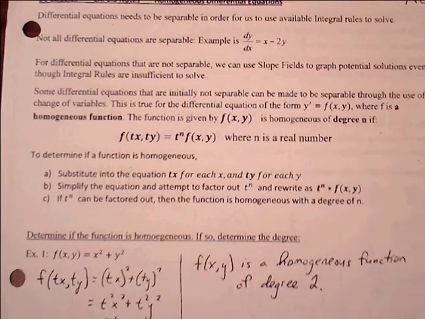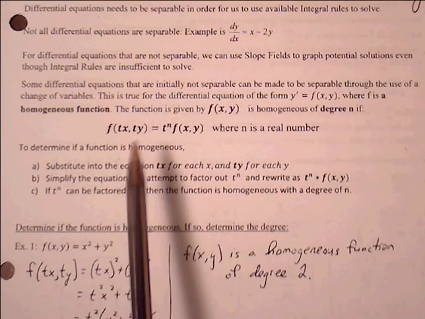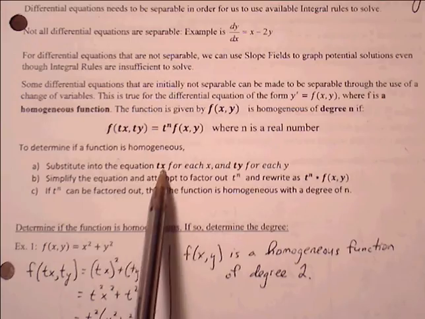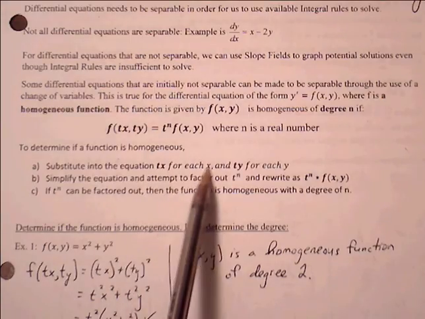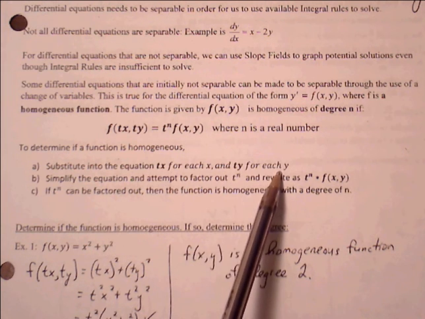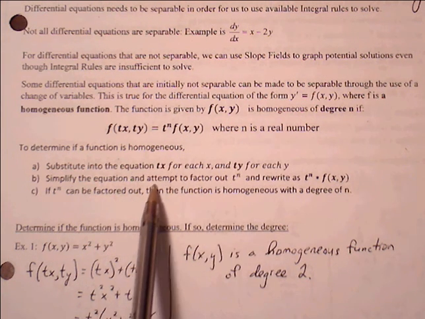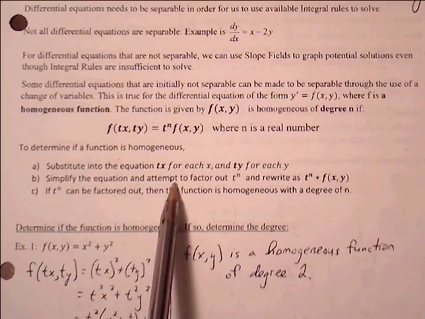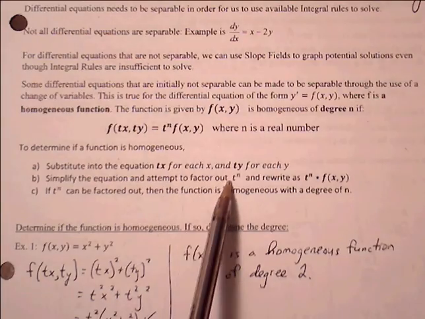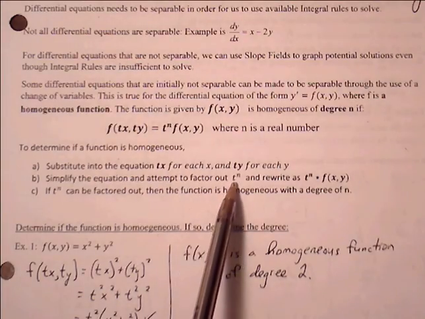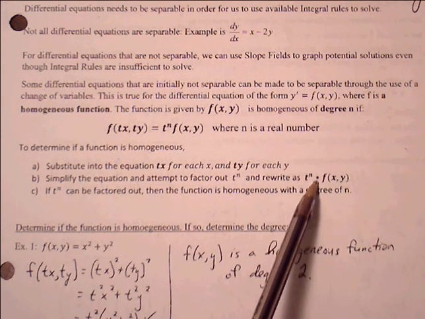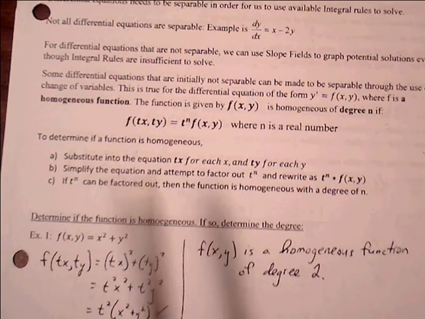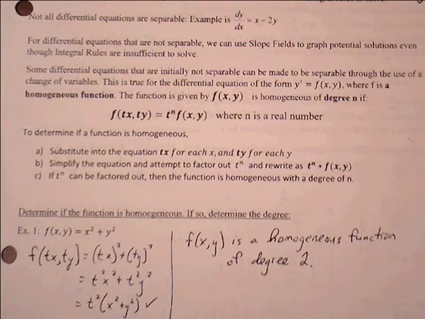Determine if the function is homogeneous. We're going to take the equation and replace x with tx for each of the x's we see and y with ty for each of the y's that we see. Then we're going to work to simplify the equation and attempt to factor out factors of t and rewrite it as t to the nth degree times f of xy. So if t to the n can be factored out, then the function is homogeneous with a degree of n.